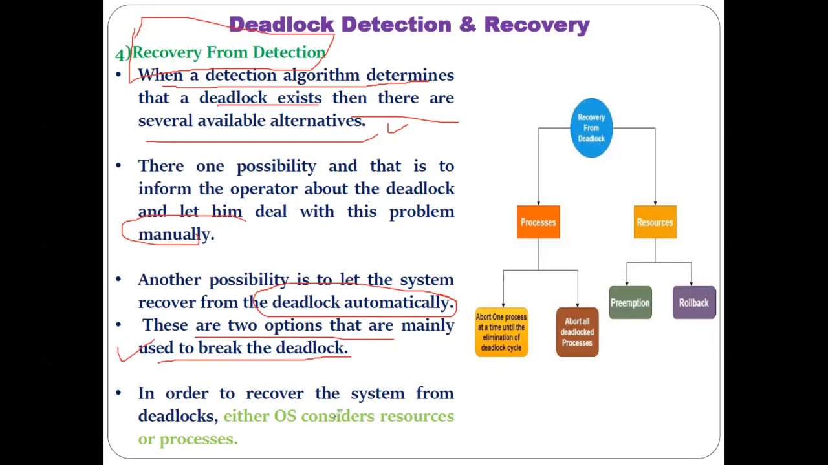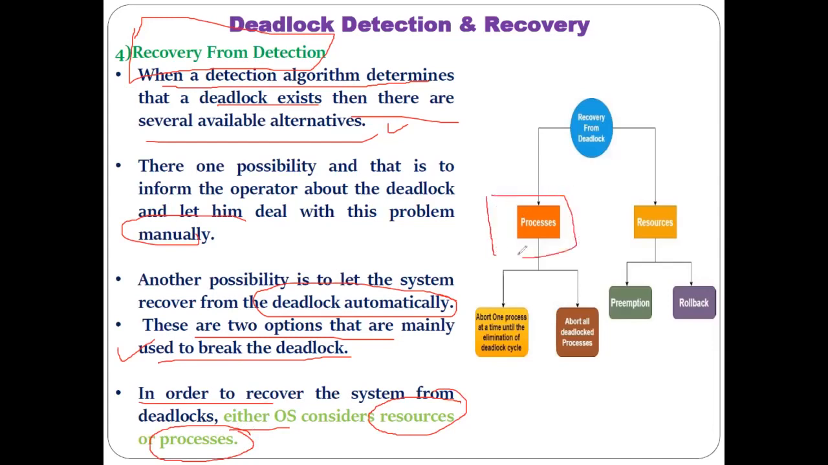In order to recover the system from the deadlock, the operating system considers either the resource level or the process level. Understood? So recovery from the deadlock is done by the operating system at two levels.